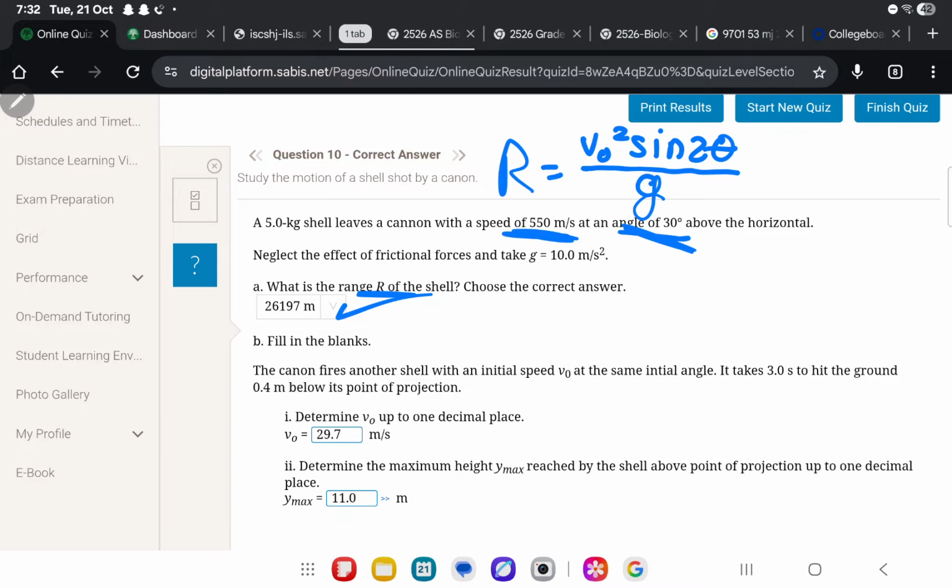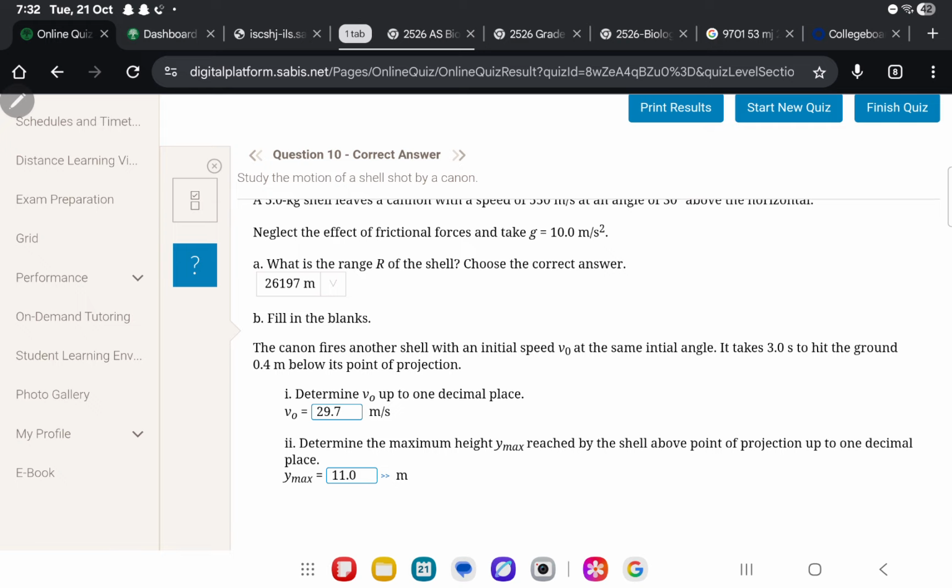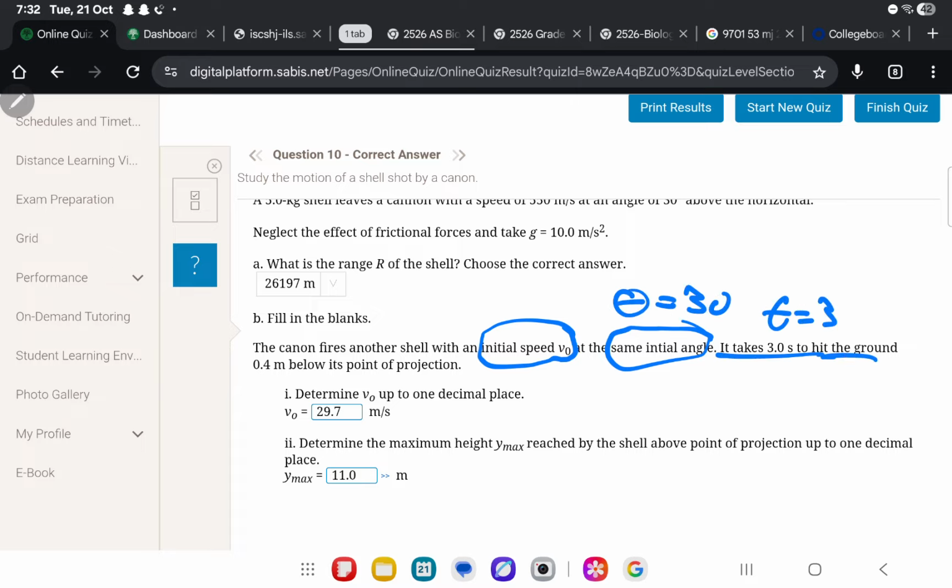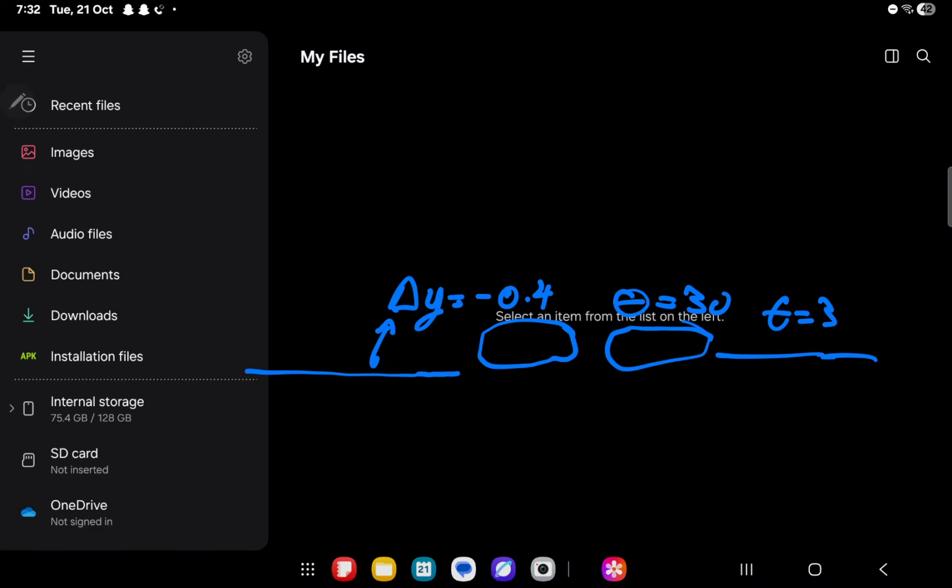All right, part B. This is the part where some people might get it wrong. Now, they changed the initial speed, and they set the same initial angle, so theta is equal to 30. It takes 3 seconds to hit the ground, and 0.4 below its initial point of projection. What does this mean? This means delta y equals negative 0.4, because it went below.